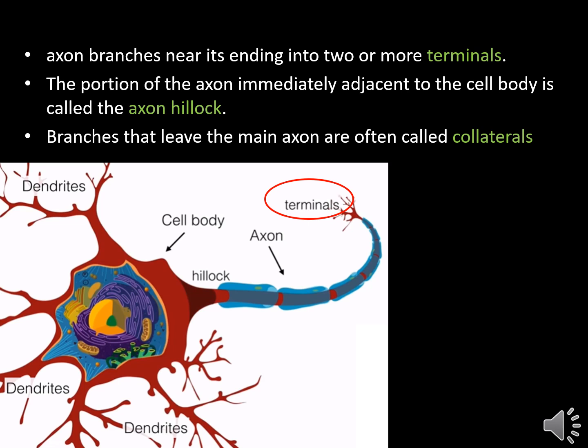Axon branches near its ending divide into two or more terminals. The portion of axon immediately adjacent to the cell body is called axon hillock. The branches that leave the main axon are often called collaterals.